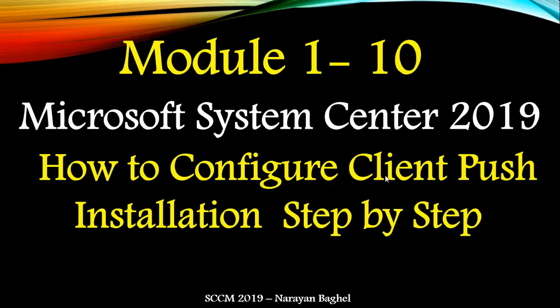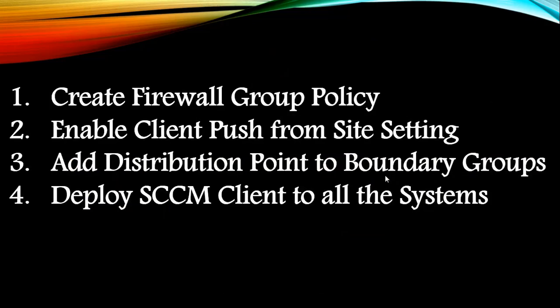And guys, this is the 10th video in this segment, and in this video we are going to understand how to configure client push installation step by step. And in this we have to follow 4 steps. First of all, we have to create one group policy to switch off the firewall, enable client push from site settings, then add the distribution point to boundary groups, and deploy the SCCM client to all the systems. So I will take you through one by one, very simple.